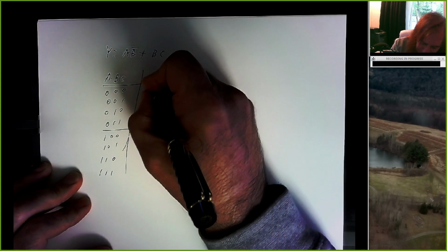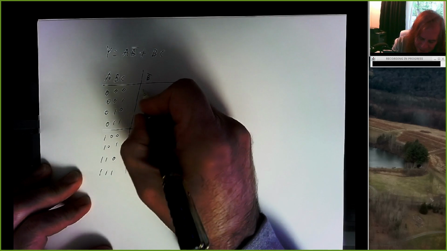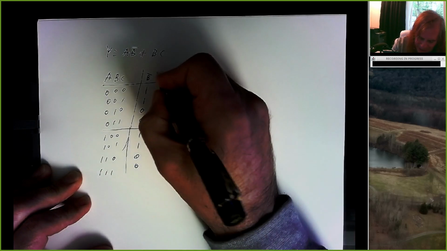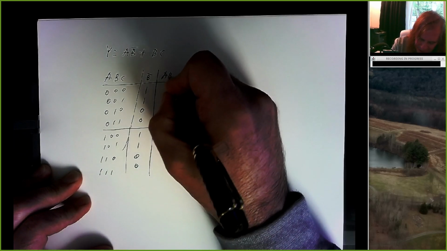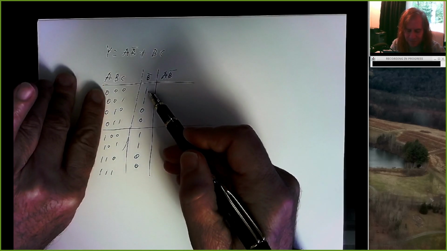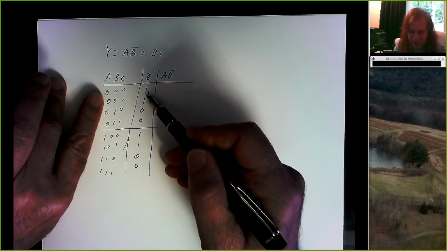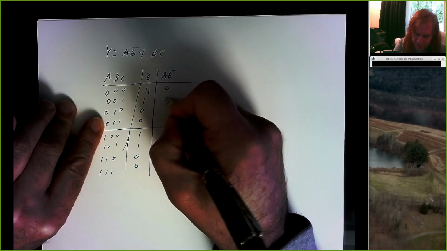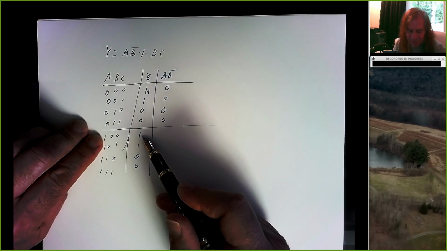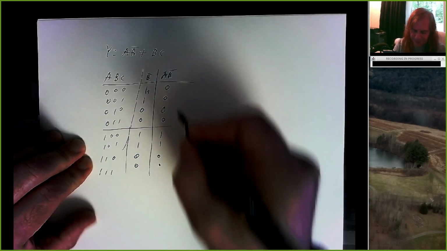Let's write a column for not B. And that's easy to do. Just take your B column and flip all your bits. And now I'm going to write a column for A ANDed with B bar. Well, that's relatively easy to do also. I'm just taking these two columns and ANDing them. Well, when you AND, if any of your terms are a 0, you're going to get a 0. And A ANDed with B bar, well, if both of these columns are 1, which is here and here, the AND will also be a 1. If any of them are 0, this will be a 0.